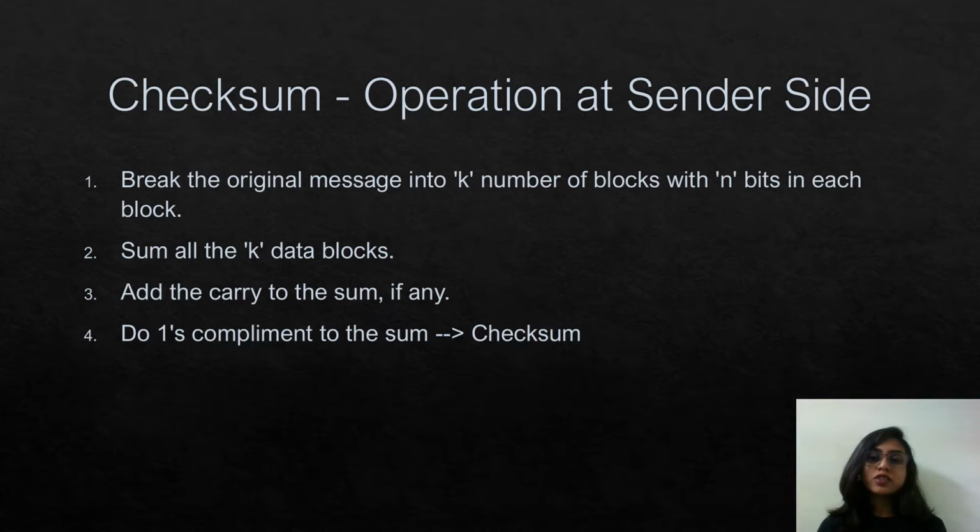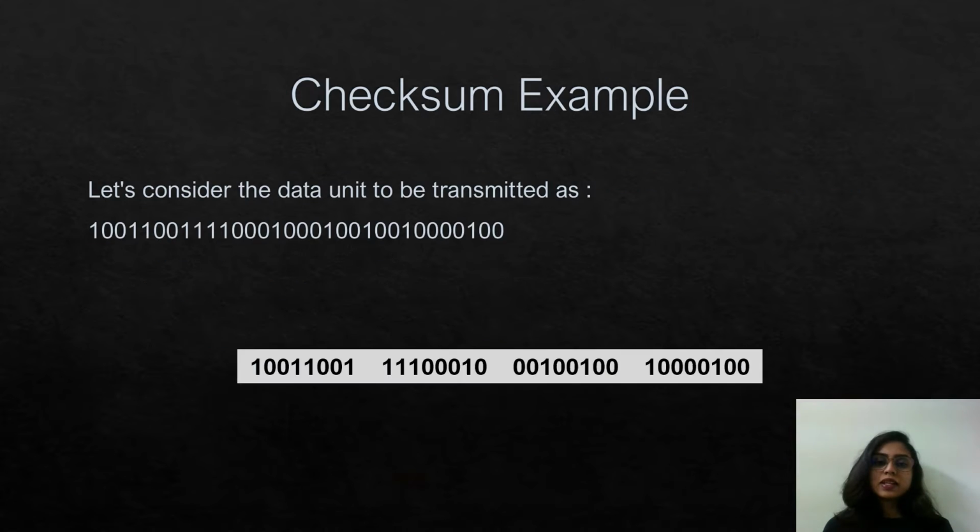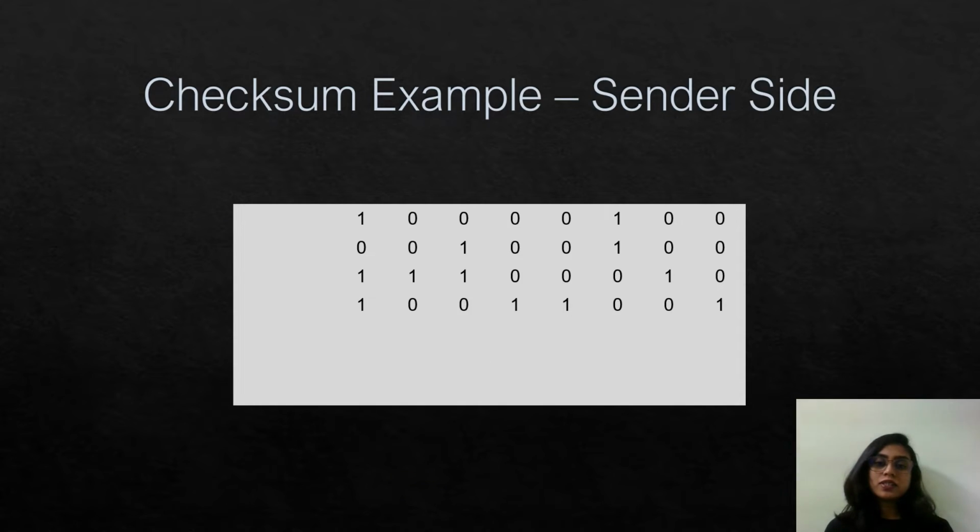So basically the operation at the sender side involves 4 steps and we have seen all the 4 steps in points. Let's consider the data unit to be transmitted is this one. Step number 1 is breaking the message into blocks. So we are breaking this original message into 4 blocks. As you can see, each block has 8 bits. The sender places all the 4 blocks in order to perform the addition.